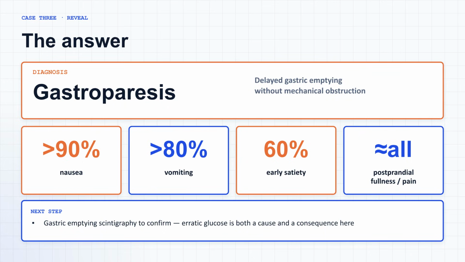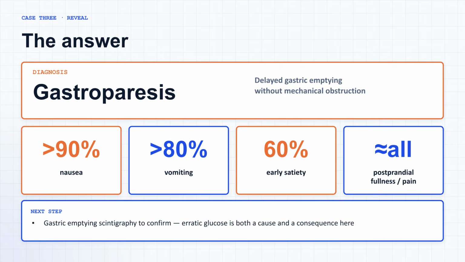Look at how well she matches the classic picture. Nausea occurs in more than 90% of patients, vomiting in more than 80%, early satiety in about 60%, and postprandial fullness or pain is nearly universal. Vomiting food eaten hours earlier and a succussion splash both point to a stomach that is not emptying. Erratic glucose control is both a cause and a consequence here. The next step is a gastric emptying study to confirm it.